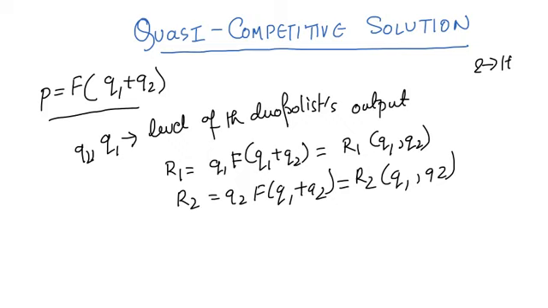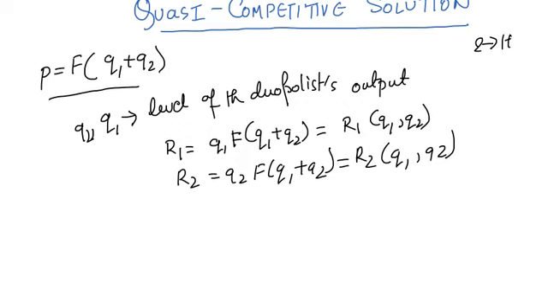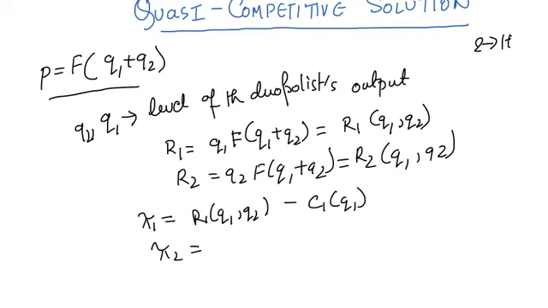The profit of each equals his total revenue less his cost. That is, pi 1 of the first duopolist is R1(Q1, Q2) minus C1(Q1), and pi 2 is equal to R2(Q1, Q2) minus C2(Q2).